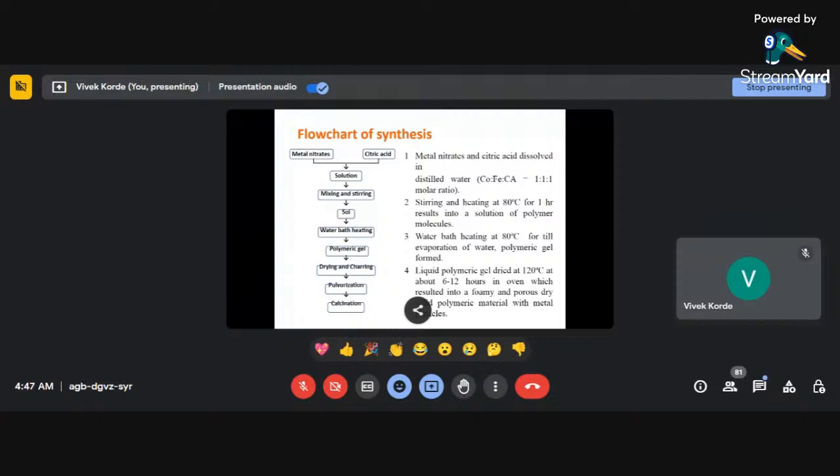So these steps are mentioned here, and the time period of different parameters, temperature, and any process timing is given here. Please, sir, next slide.